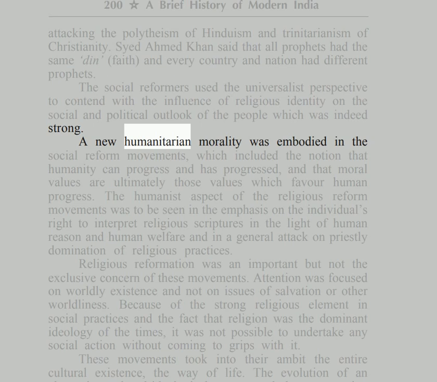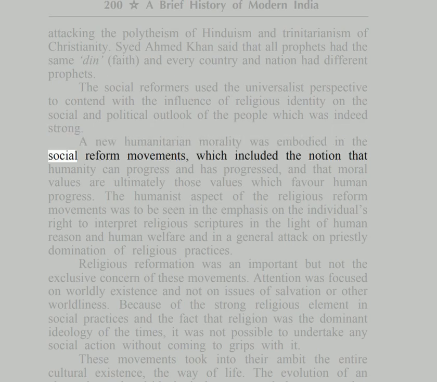A new humanitarian morality was embodied in the social reform movements, which included the notion that humanity can progress and has progressed, and that moral values are ultimately those values which favor human progress. The humanist aspect of the religious reform movements was to be seen in the emphasis on the individual's right to interpret religious scriptures in the light of human reason and human welfare, and in a general attack on priestly domination of religious practices. Religious reformation was an important but not the exclusive concern of these movements. Attention was focused on worldly existence and not on issues of salvation or otherworldliness.